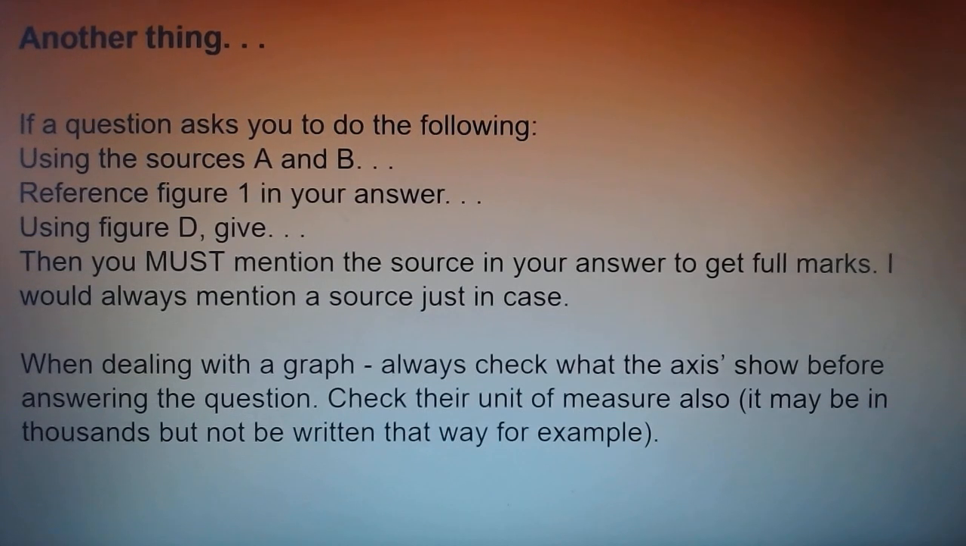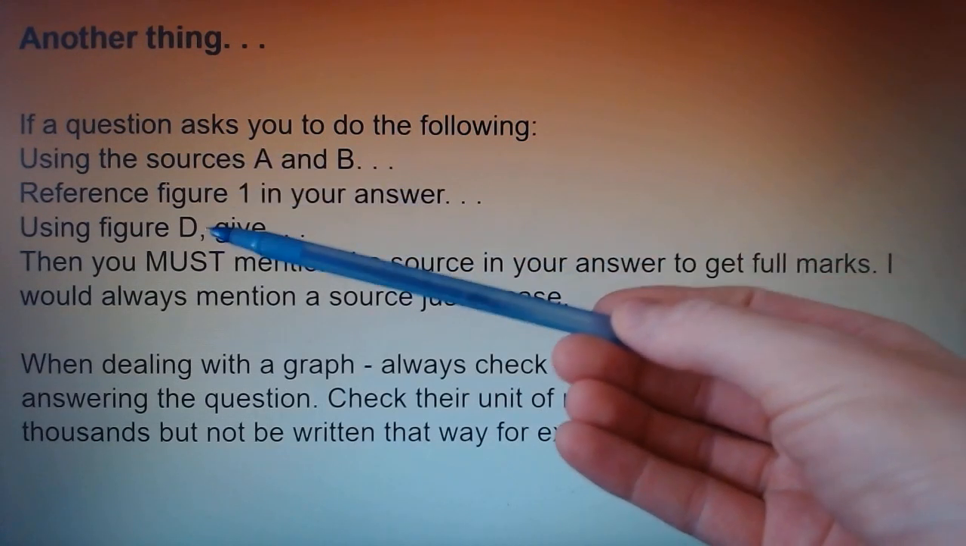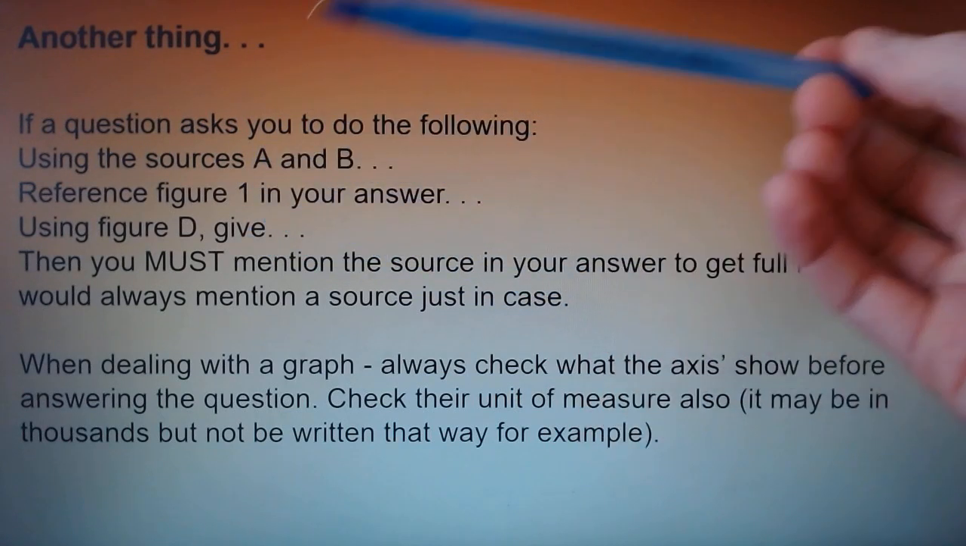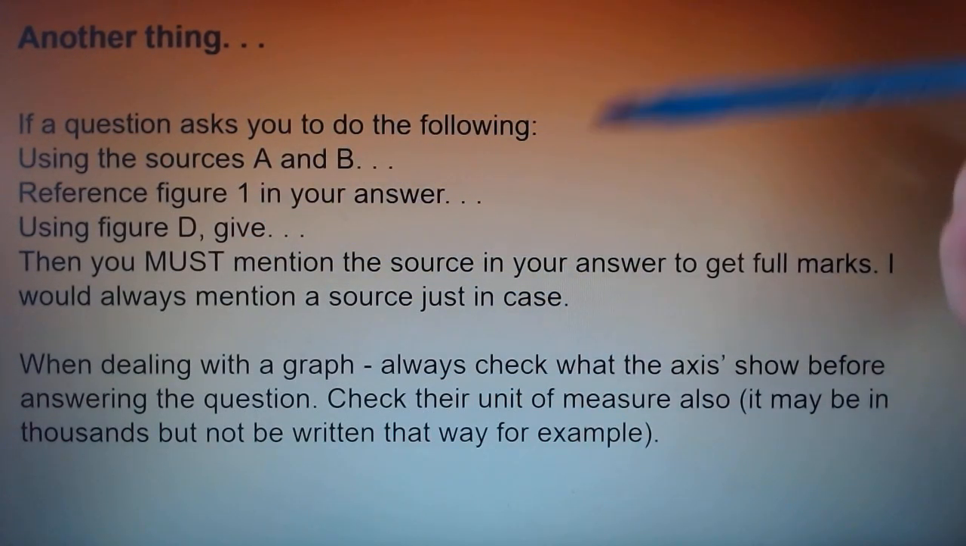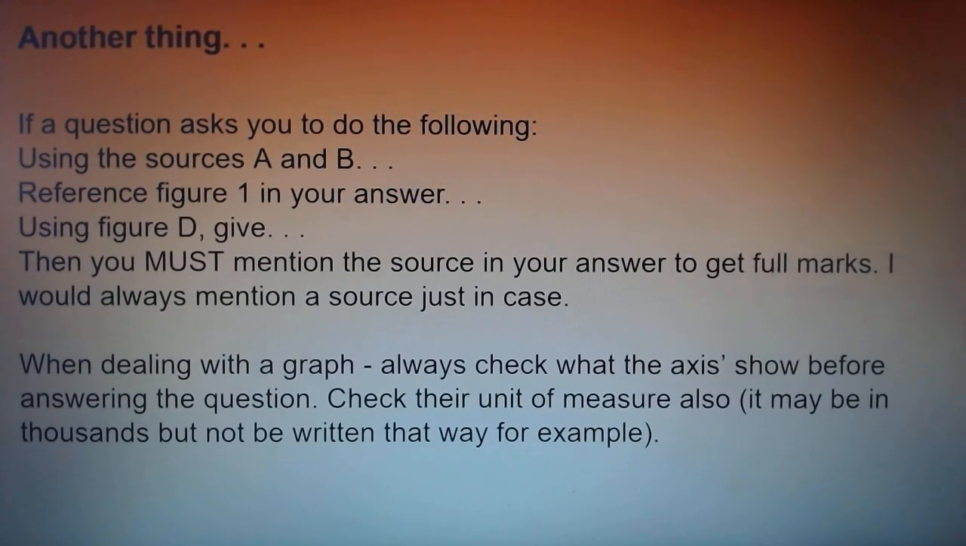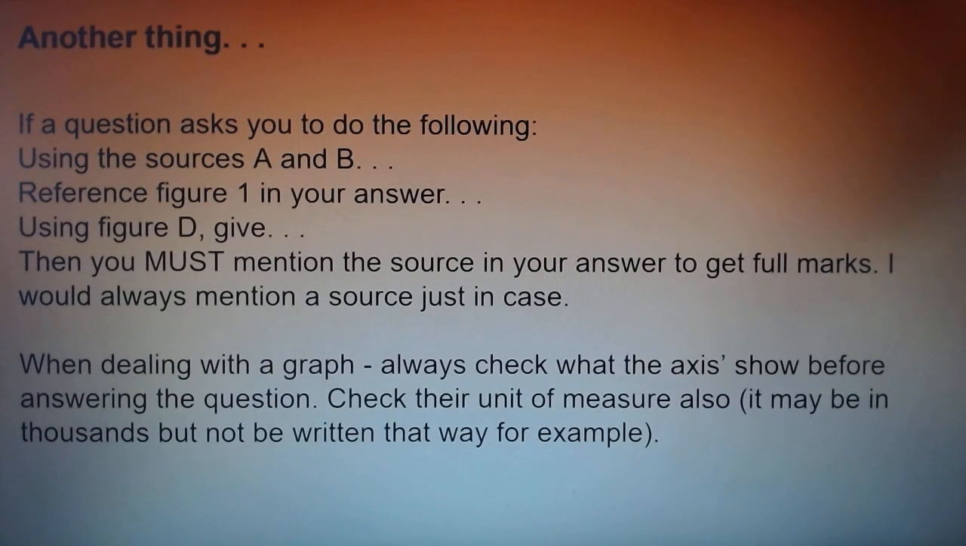Last couple of points. If a question asks you to do any of the following: using sources A and B, reference figure 1, using figure D, where it tells you to use a photo or a graph or a map or a table of data, you must mention the source in your answer. So you must use something from that source, be it something that's in the picture, figures from the data, position on the table, anything like that. You have to. If I'm ever given a question about a source or a graph or a map or a photo, I always mention it in my answer, just in case.